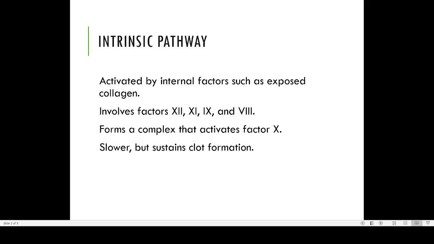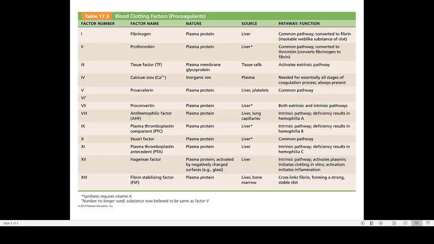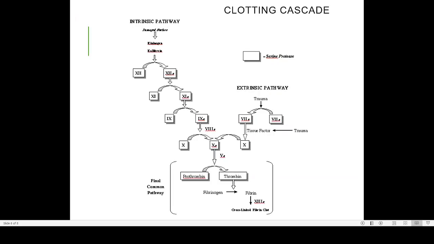First, to begin with, we will see the intrinsic pathway. Earlier I have shown that there are a number of clotting factors. There are 13 clotting factors. These clotting factors are actually proteins, and these proteins play an important role in clotting. We have earlier seen that this clotting process goes on in a stepwise manner. So first, there are two parallel pathways, one is the intrinsic pathway and the other is the extrinsic pathway.